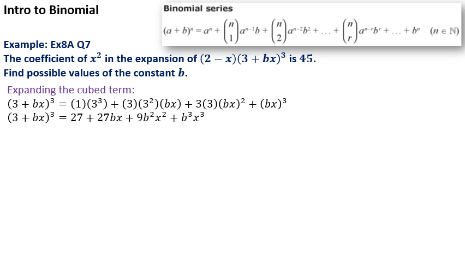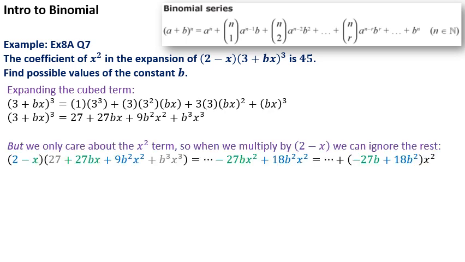And you'll see that because we don't know the value of b, we're still stuck with b kicking around within our expression. Now, this bit gets clever. We do need to multiply by the bracket 2 minus x, but all we care about is the x squared term. So we don't need to work out the entirety of this thing. There are 4 terms in the expansion of (3 + bx) cubed, and if we need to multiply them by 2 minus x, we're going to end up with 8 terms. But we don't care about all 8 of those terms. So I've grayed out the 27 and the b cubed x cubed because they're not relevant for us.